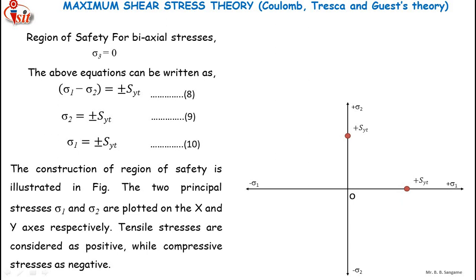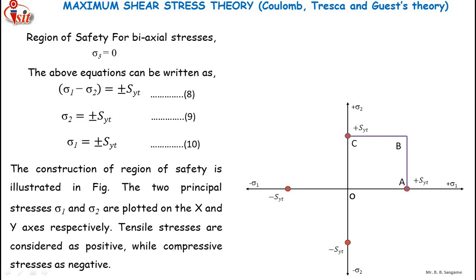Similarly, for the value of sigma 1 equal to minus SYT, minus SYT means yield strength in compression. It will be towards the left side on the x-axis, and on the y-axis it will be below the origin. So this is the region. I'm going to draw vertical and horizontal lines from every point. This is the vertical line, and this one is the horizontal line. I'm going to assign the names: this point I will call A, this is B, and this is C.